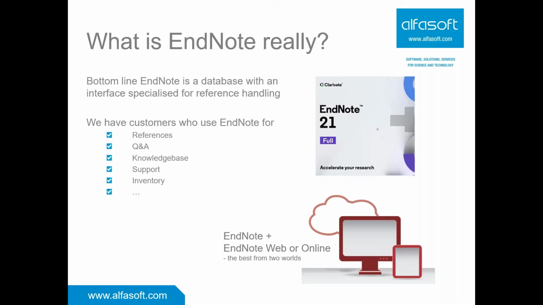So bottom line, EndNote is a database, and on top of that database is placed an interface specialized for reference handling. So it's not like a Word or an Excel document where you add information into a cell, and Excel doesn't really care what information it is. If you tell Excel, format this as a date, fine, I'll try and do that. Format it as a currency, sure, I'll try and do that. But it doesn't really care what information it is.